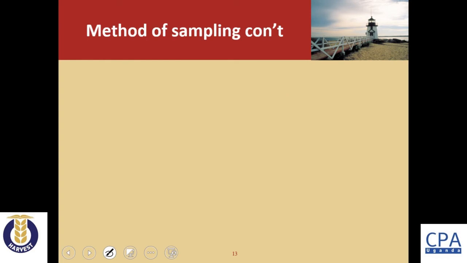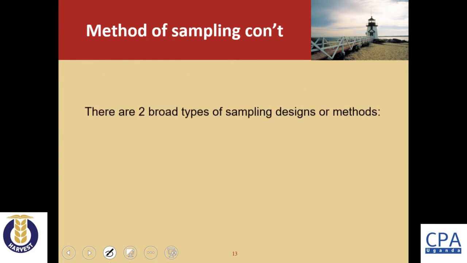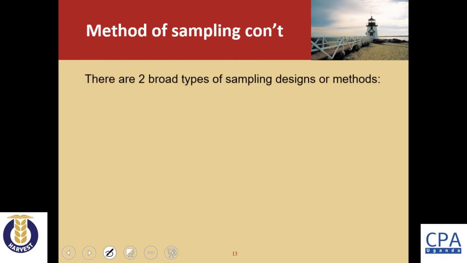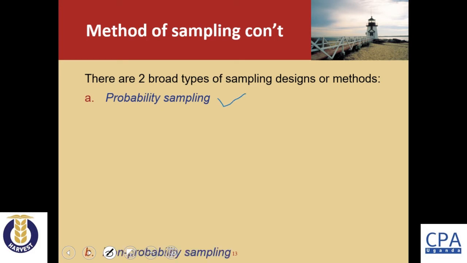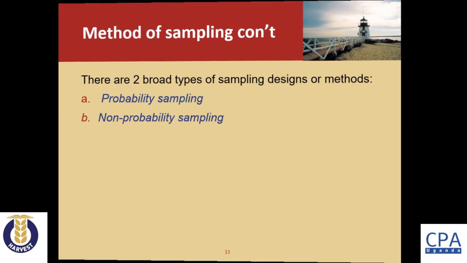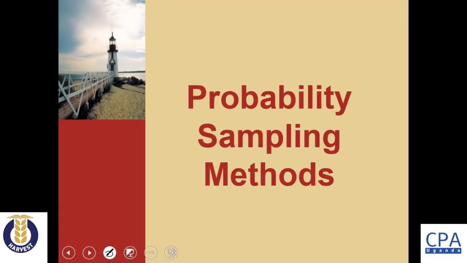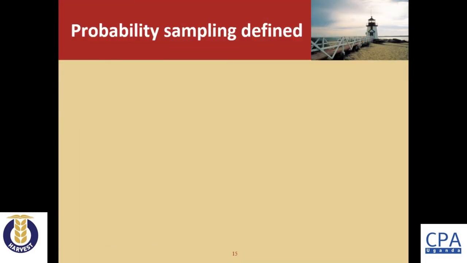All right. So what are the methods of sampling? There are basically two major recognized sampling designs or methods. The first one is what we say is the probability sampling, and the second one is what we call the non-probability sampling approaches.